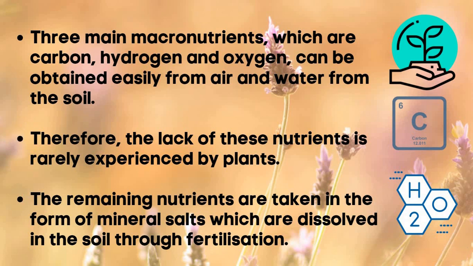Three main macronutrients, which are carbon, hydrogen, and oxygen, can be obtained easily from air and water from the soil. Therefore, the lack of carbon, hydrogen, and oxygen is rarely experienced by plants. The remaining nutrients are taken in the form of mineral salts, which are dissolved in the soil through fertilization.